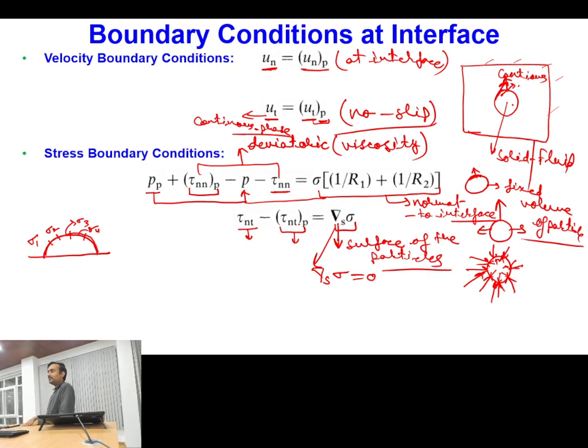Is this one clear? Sir, a single particle can have different surface tensions? Yes. At different portions of the interface, there can be different surface tension. And this tangential force of surface tension will depend on the surface area. Yes, yes. I was asking whether sigma can be different for a single fluid particle.